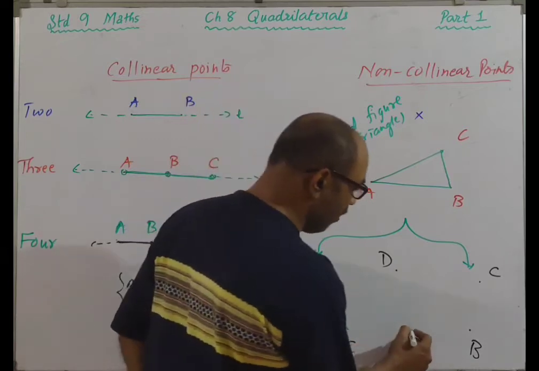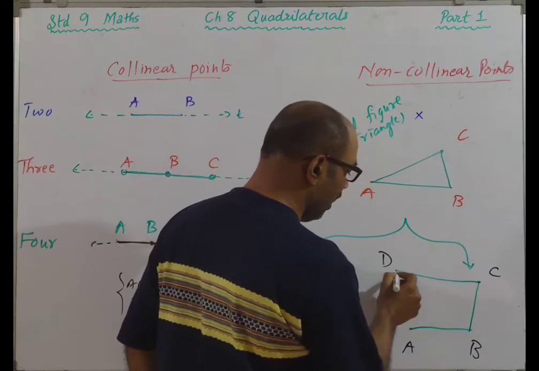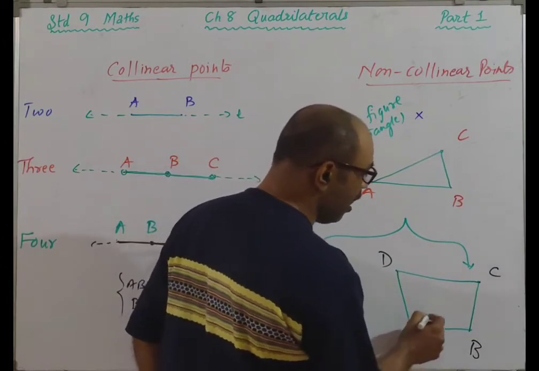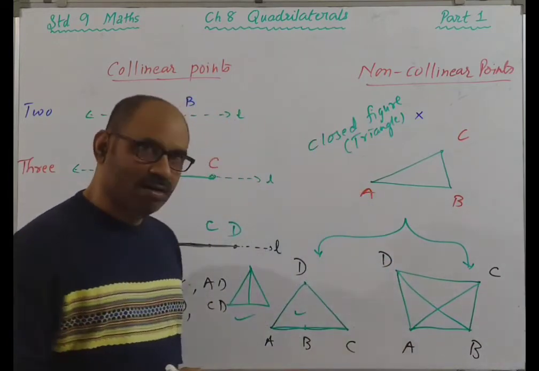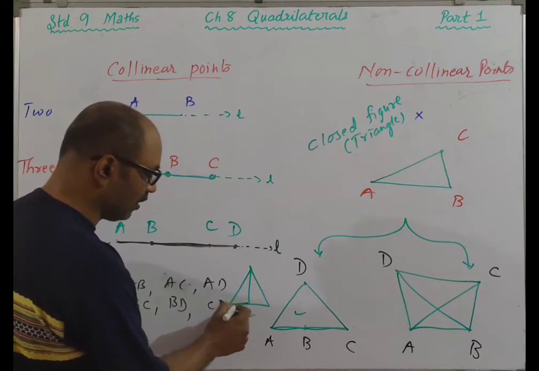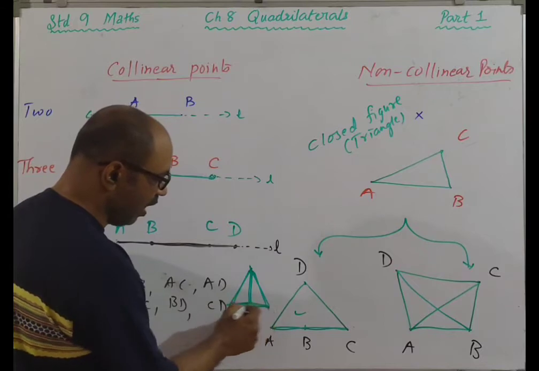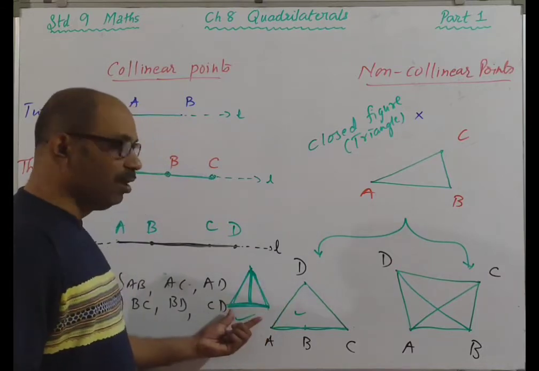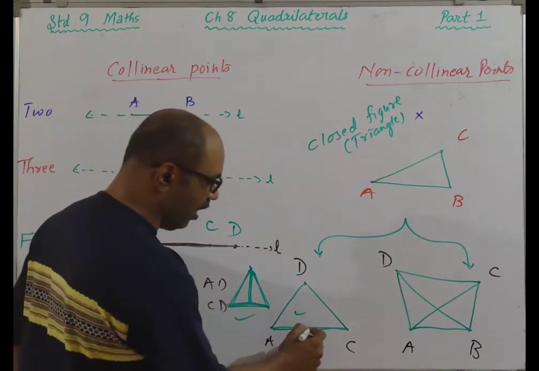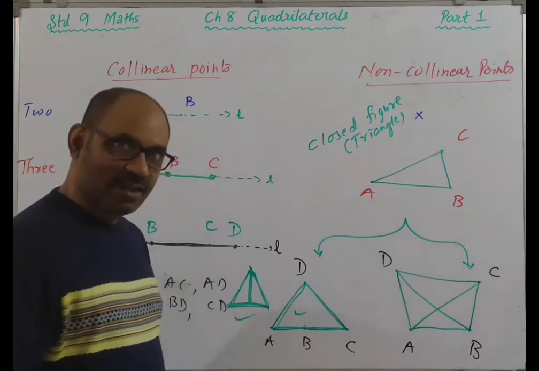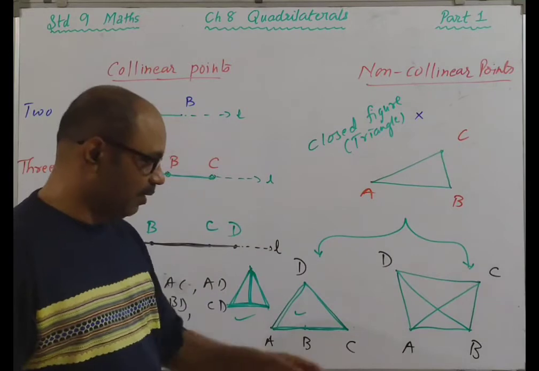Here, join A with B, B with C, C with D, and D with A, with C, B with D. So all 6 line segments I have drawn. This is 1, this is 2, this is 3, this is 4, this is 5, and here the full 6. So if you draw all 6, then it doesn't give you a triangle. But here only 4: 1, 2, 3, 4. Then it is giving a triangle. This is for 4 non-collinear points, of which 3 are collinear.